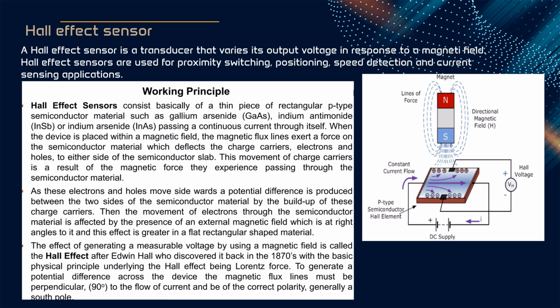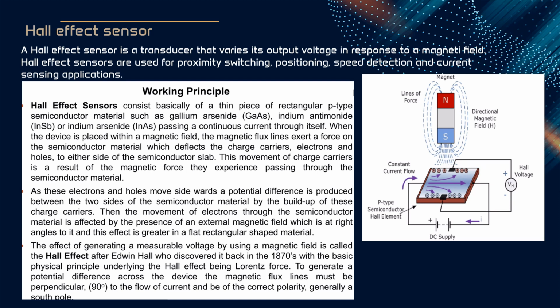Basically, they consist of a thin piece of rectangular p-type semiconductor material such as gallium arsenide, indium antimonide, or indium arsenide, passing a continuous current through itself. When the device is placed within a magnetic field, the magnetic flux exerts a force on the semiconducting material which deflects the charge carriers, electrons and holes, to either side of the semiconductor slab. The movement of charge carriers is a result of the magnetic force they experience while passing through the semiconductor material due to the Lorentz force. As these electrons and holes move sidewards, a potential difference is produced between the two sides of the semiconducting material by the accumulation of these charge carriers.